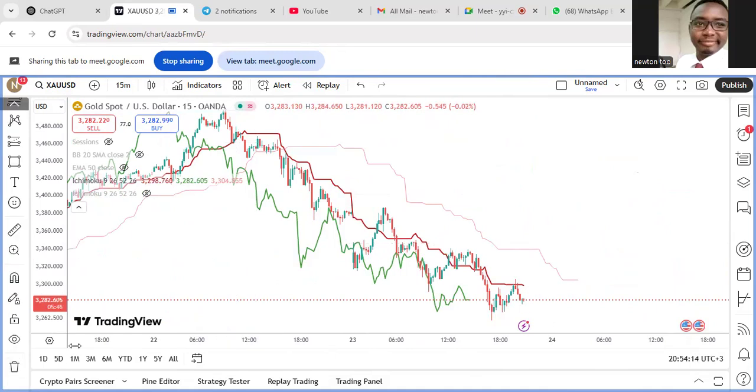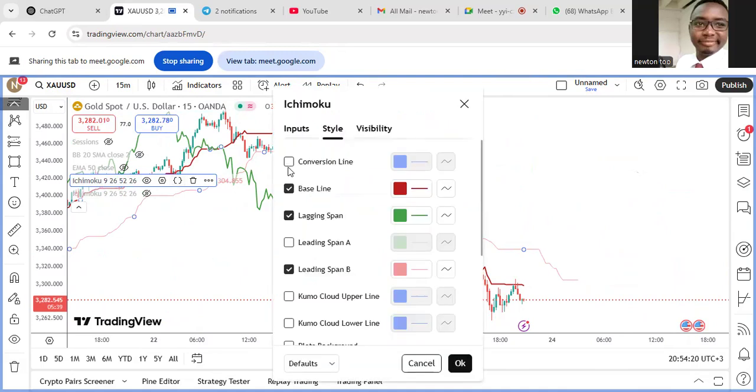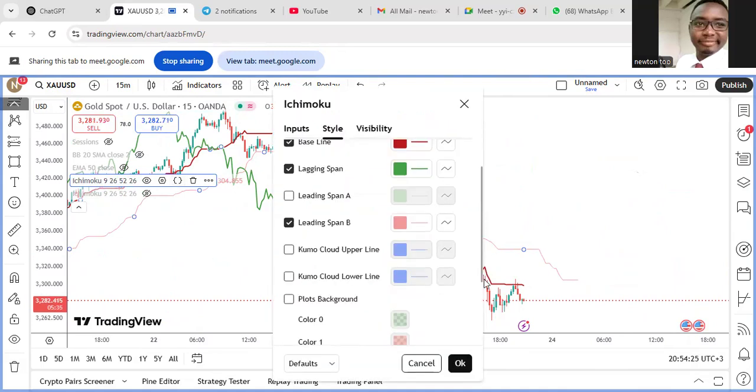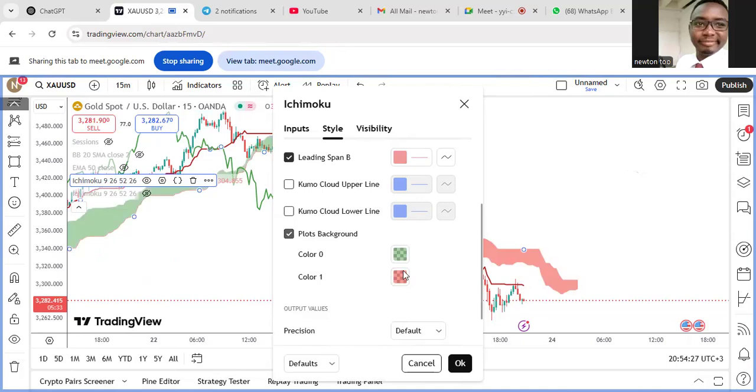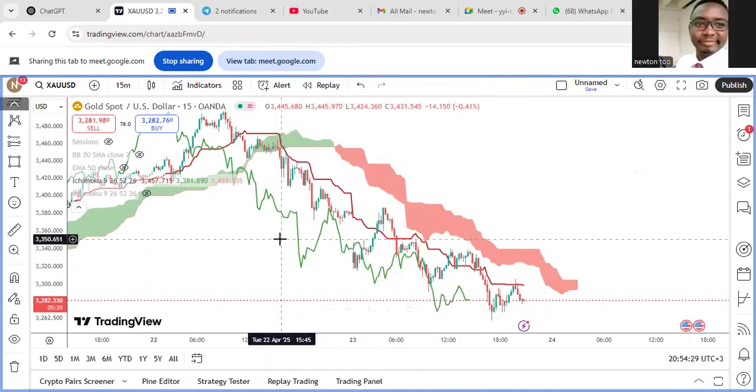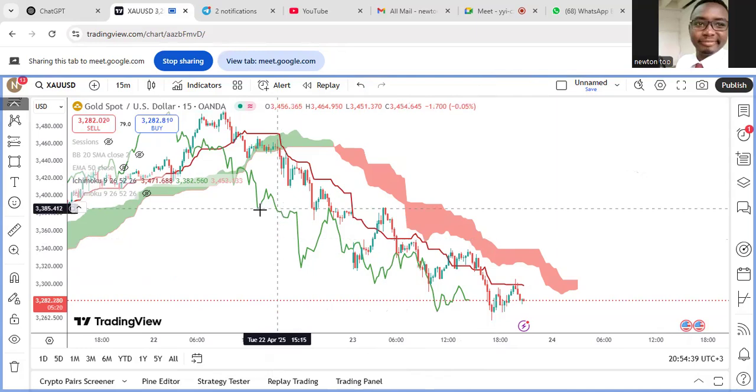So guys, we said Ichimoku is a trend following indicator. I said that in a previous class. So let me set it. Yeah. So you can see now I have the cloud and I have the baseline. I have the baseline and I have the lagging span here.